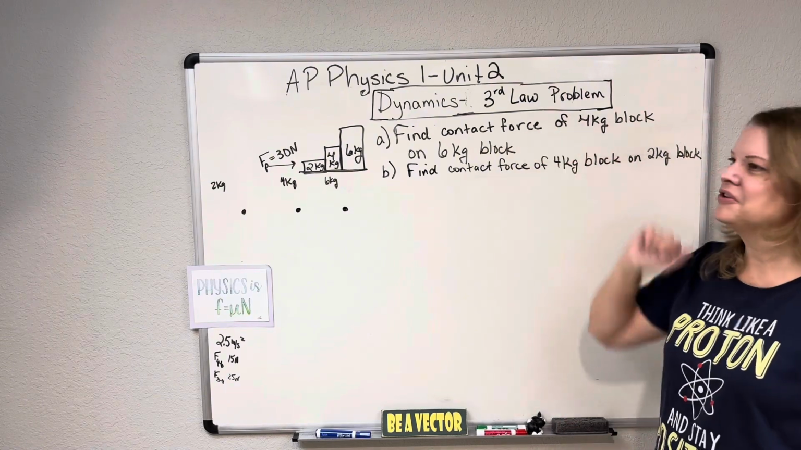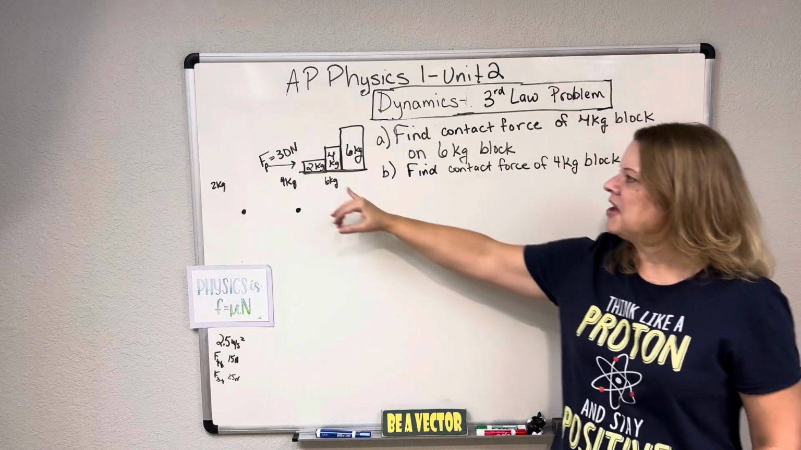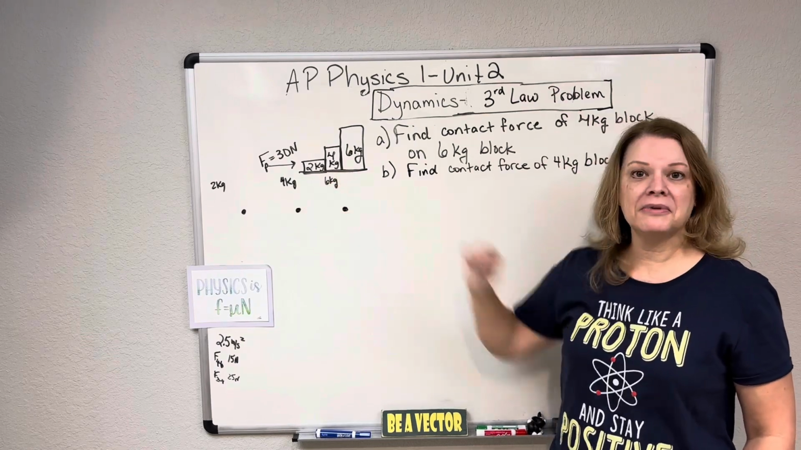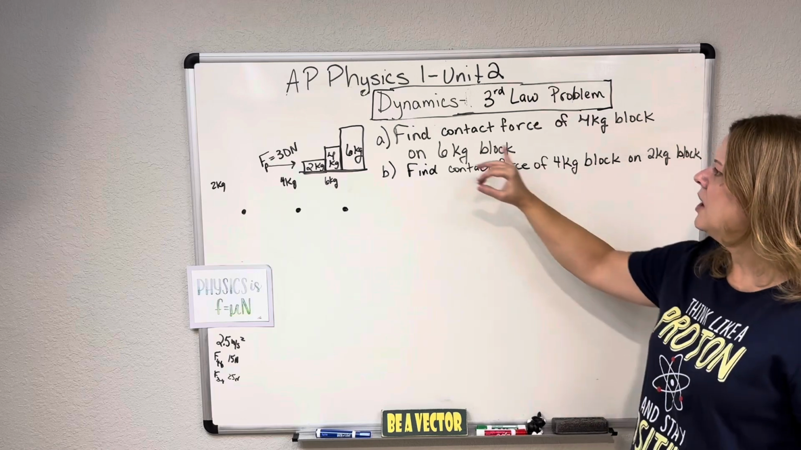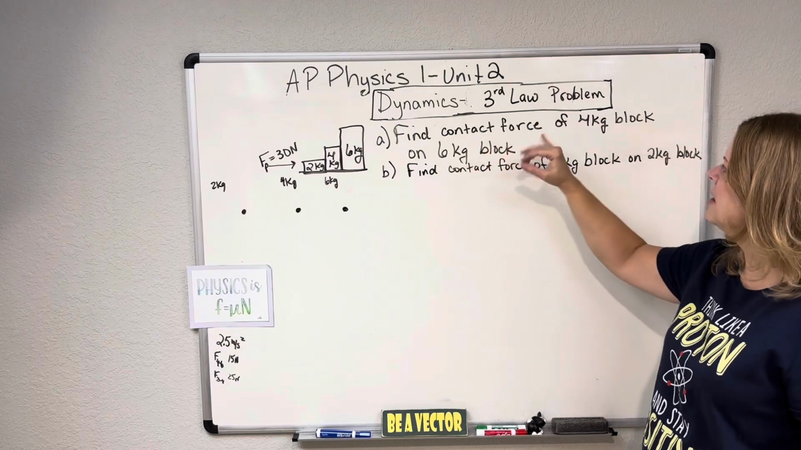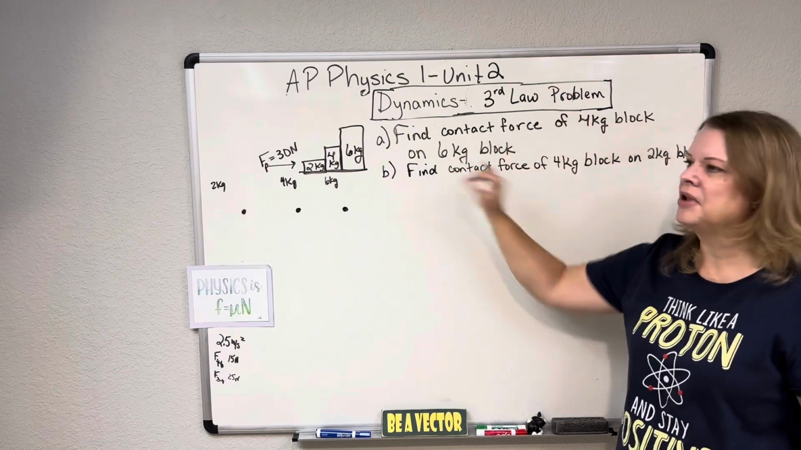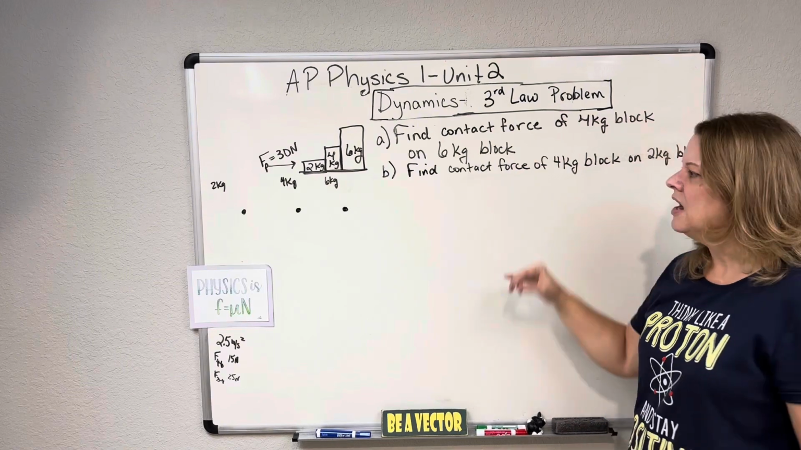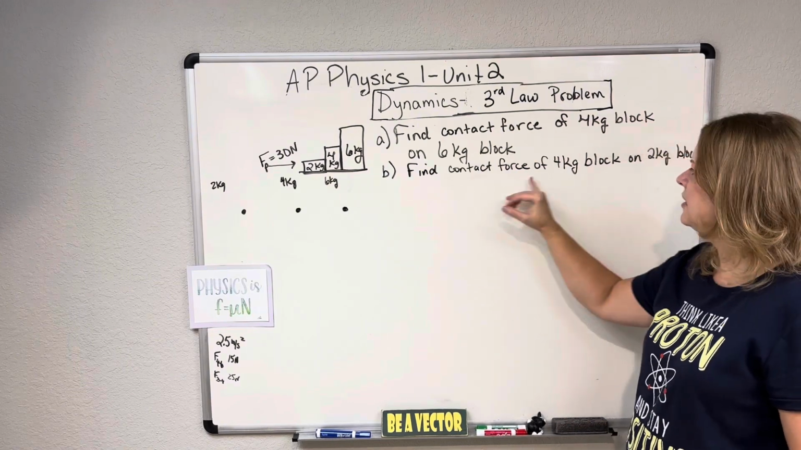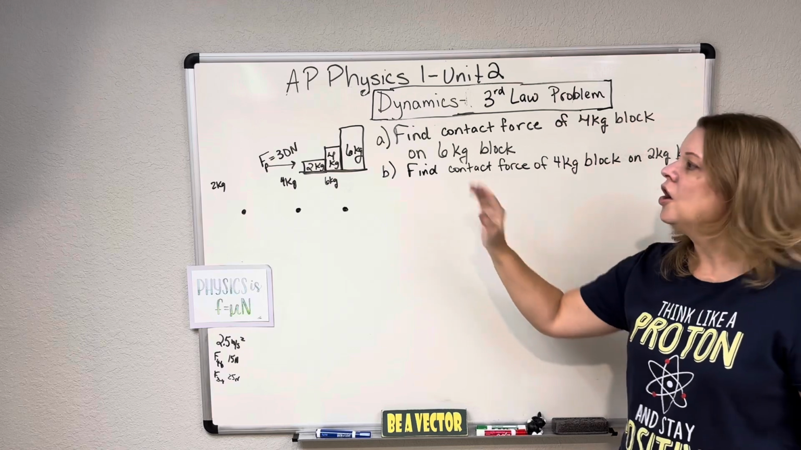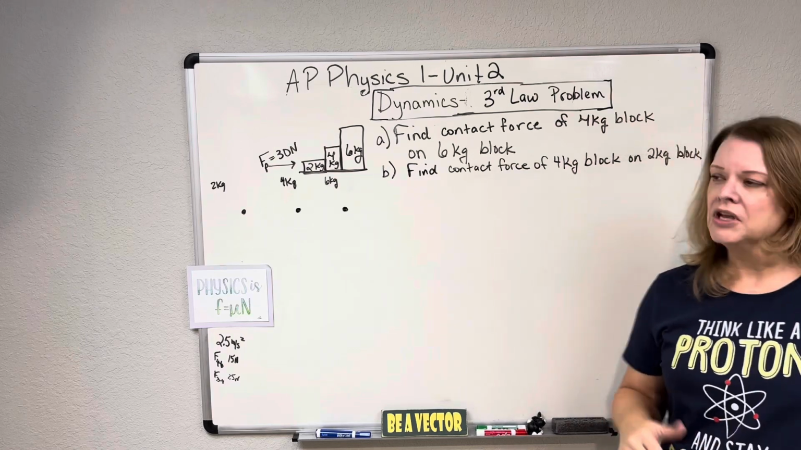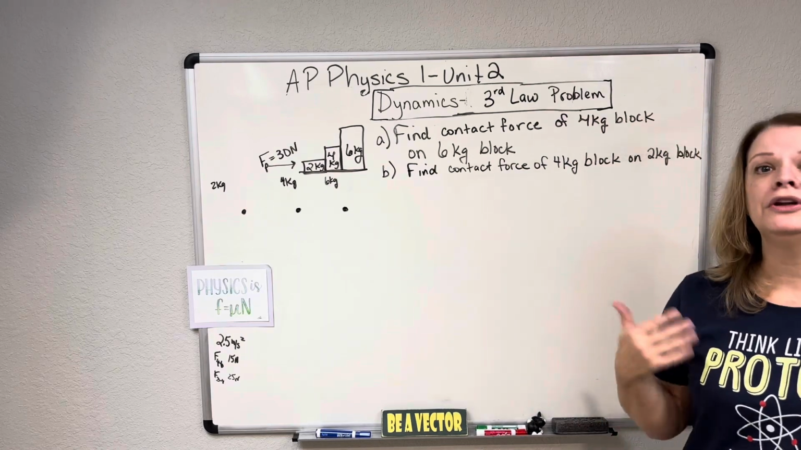But today we're doing a third law problem. So we have 3 blocks. We have a 2 kilogram, a 4 kilogram, and a 6 kilogram block. And what they're asking for is find the contact force of the 4 kilogram block on the 6 kilogram block. And then the second part of this is find the contact force of the 4 kilogram block on the 2 kilogram block. So these blocks are touching, they're interacting.